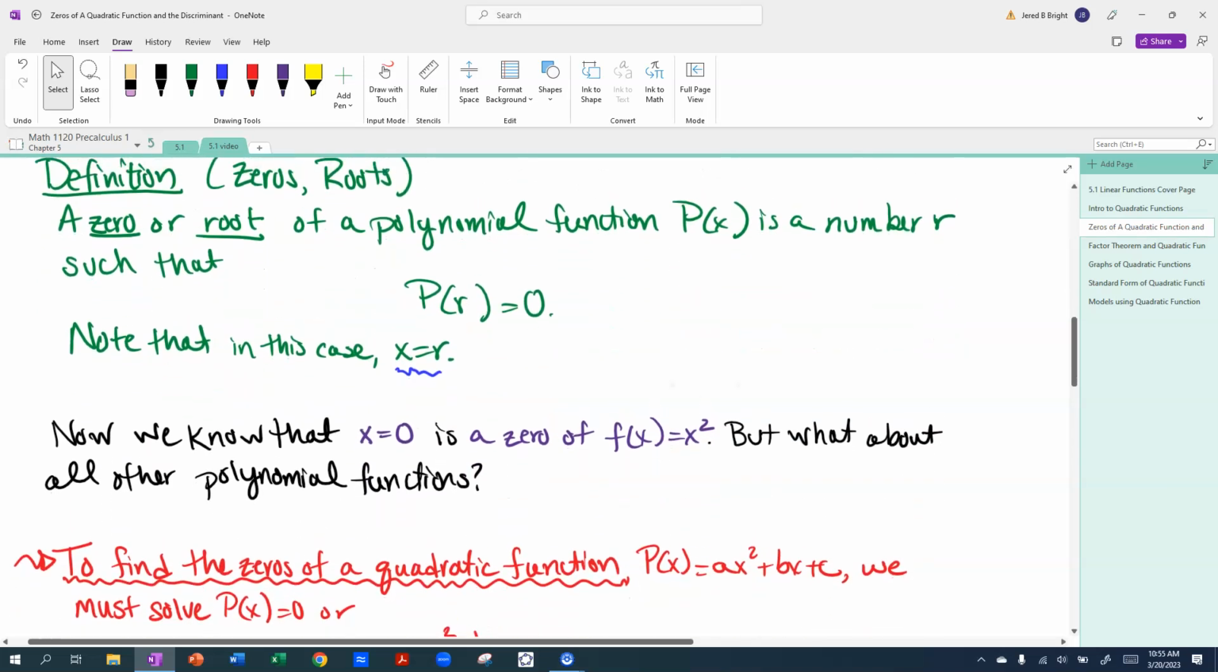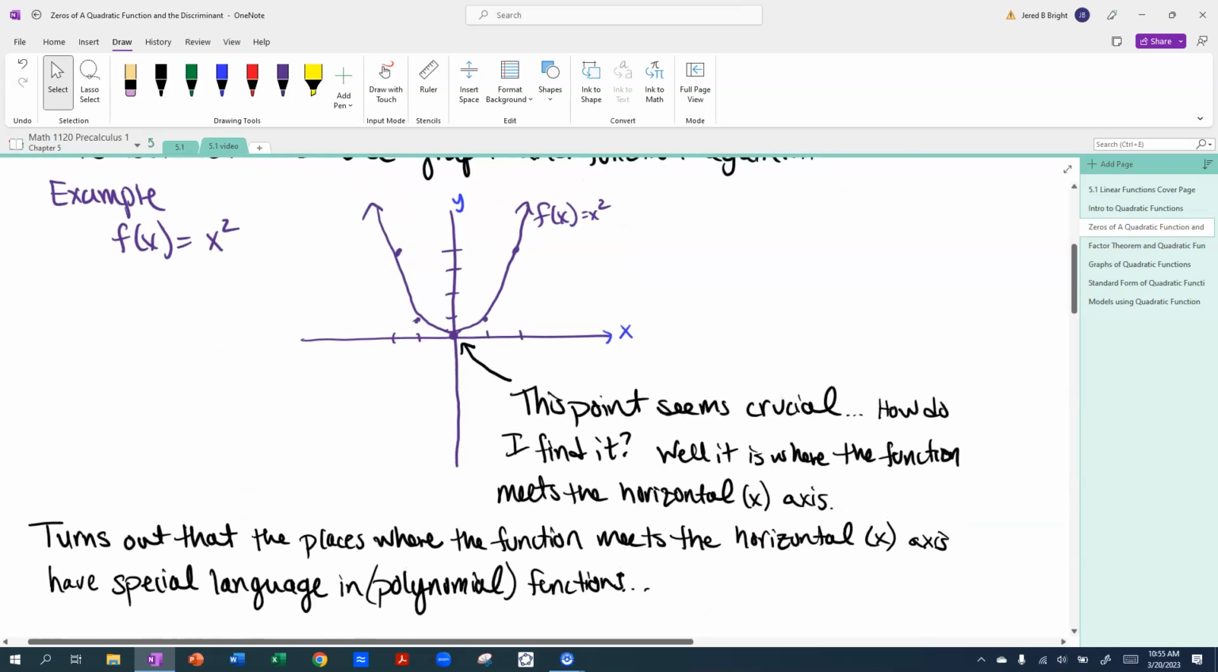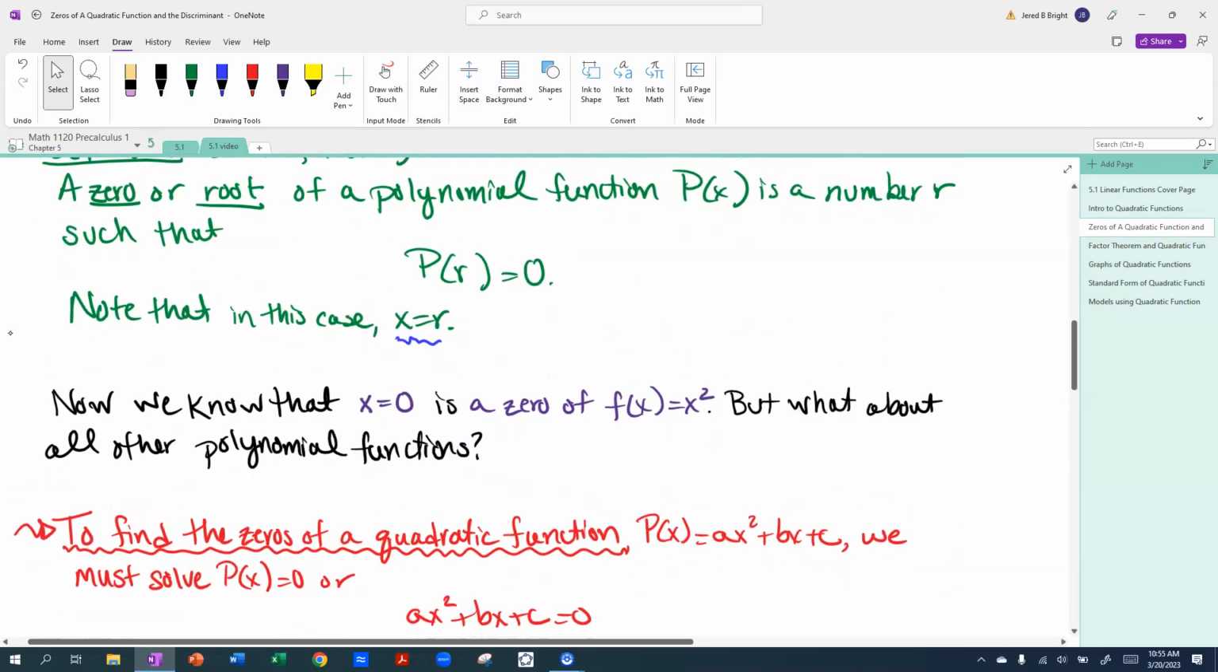Now we can see that in this case, zero is a root. This place is when r is equal to zero. So I can see visually that this is a root. But how do I go about showing that more algebraically, or more generally, how do I do it with other polynomial functions? The answer is do the math, do the definition.